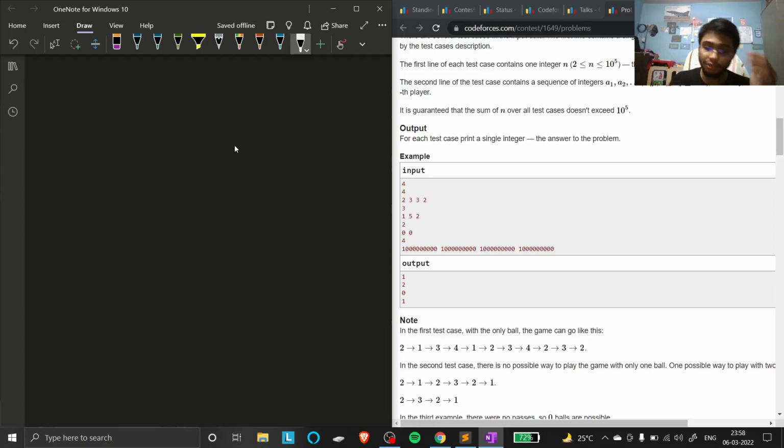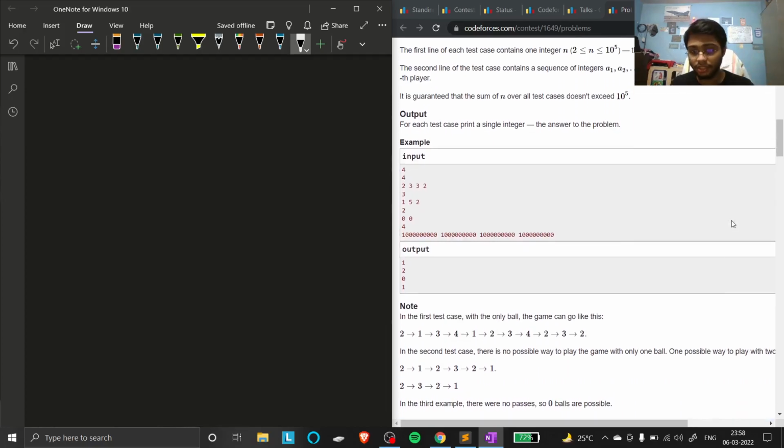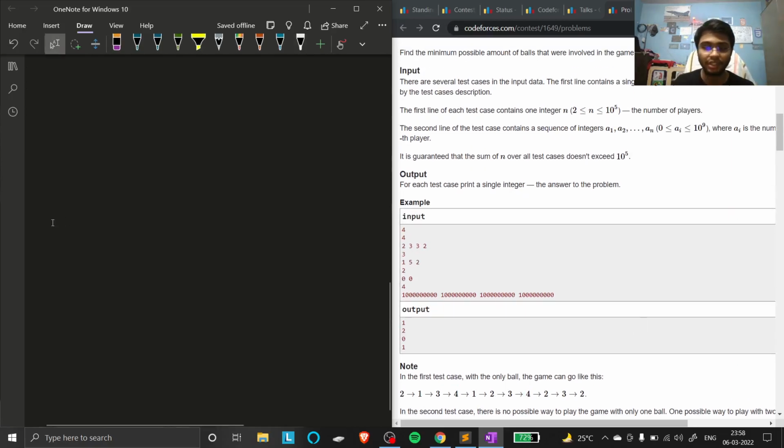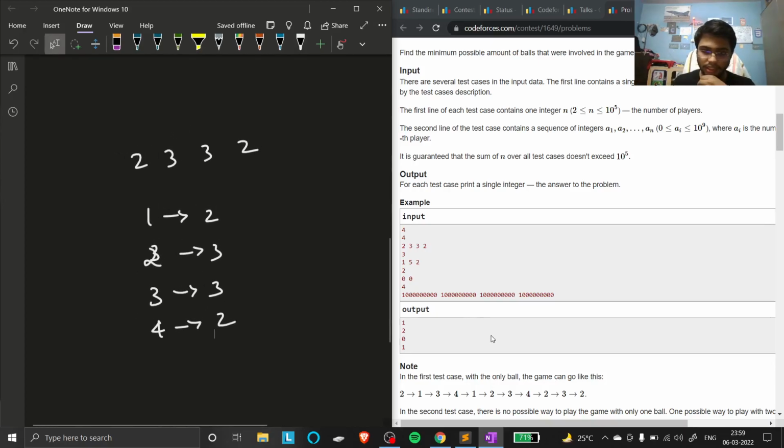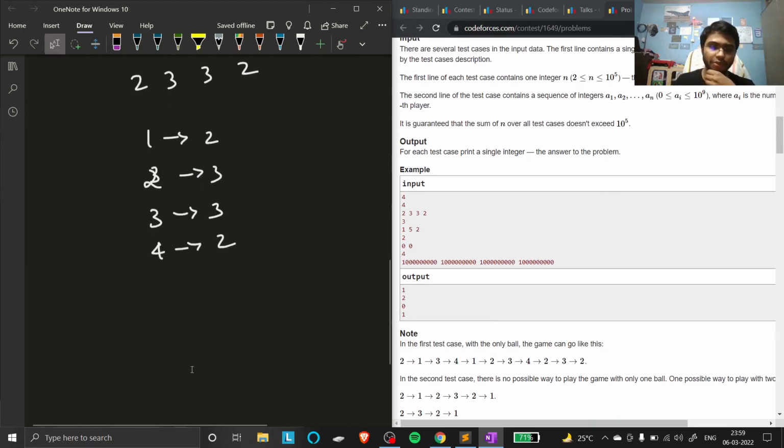And yeah, my first impression while reading in the contest was that this is a question from graphs. Fine, but this is not a graph, nothing involved here. It's simple logic. Fine, what you need to do, 2 3 3 2. So our first player would pass 2 times, second player would pass 3 times, third player would pass 3 times, fourth player would pass 2 times.